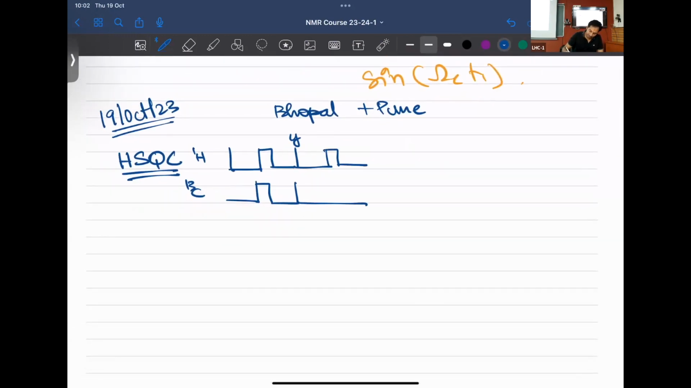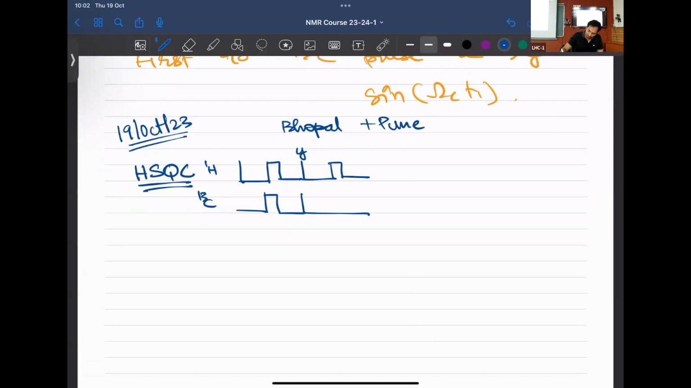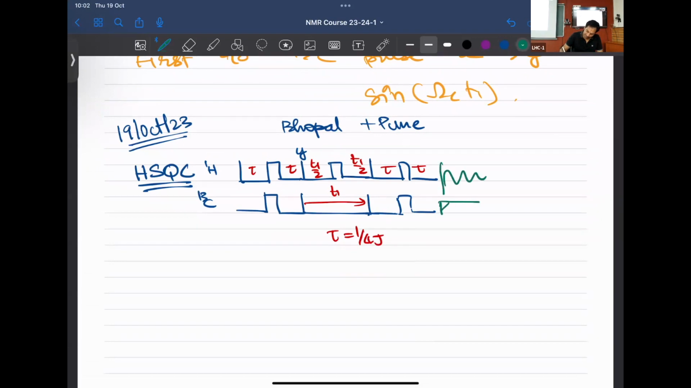Then after that, you have the t1 evolution on the carbon dimension, where the 180 pulse is applied right in the middle of the t1 evolution. Then you have the reverse INEPT, which takes the coherence, or the polarization, back to proton, where the tau delays are carefully set to 1/4J. And then you end up acquiring in the proton channel with decoupling in the carbon. This was the pulse program that we looked at.